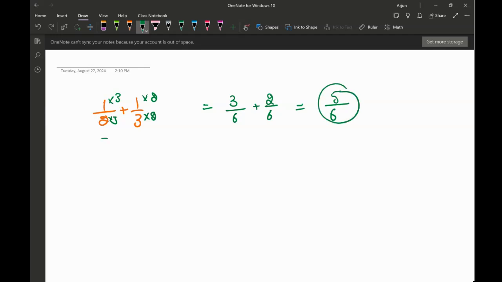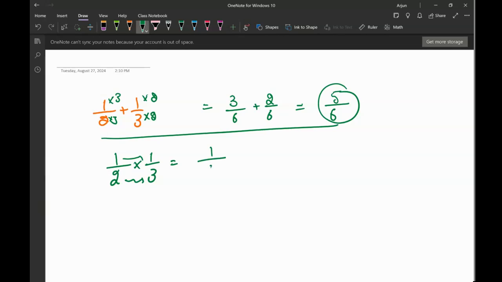So please make sure you're not confusing yourself with multiplication, because if it was multiplication, I would have multiplied straight across, so this would be 1 over 6. But in algebraic addition, what do I need to do? I need to have the common denominator. Accidentally, in this case, the denominator came out to be 6 in both cases. But first of all, I have to have the common denominator. Then I write the denominator as it is and add the tops.